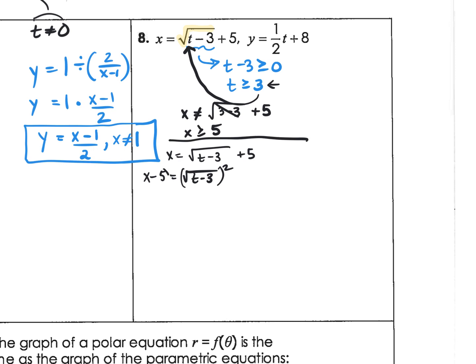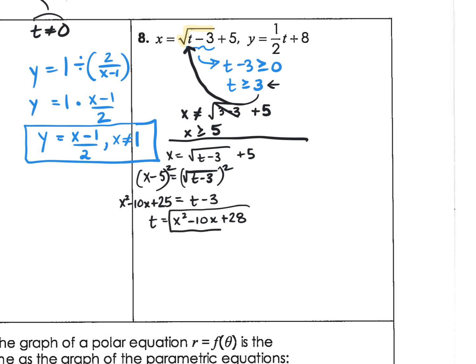So square and square. So now we're going to get t minus 3 here, and we're going to get x squared minus 10x plus what? 25. Last thing I need to do? Okay. x squared minus 10x plus 28.